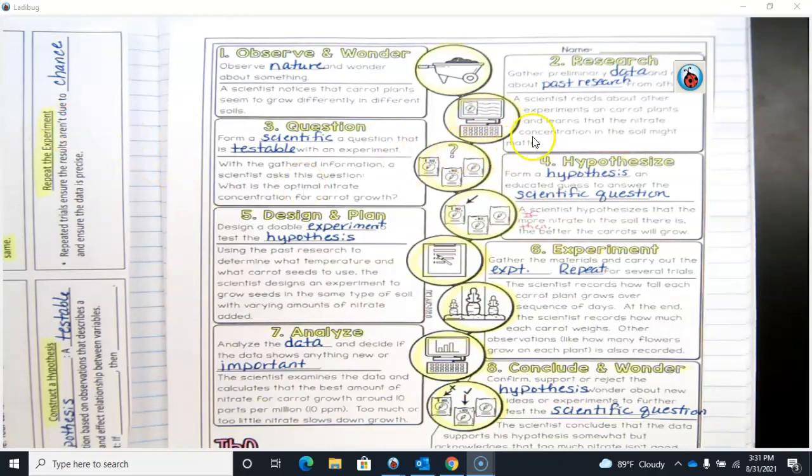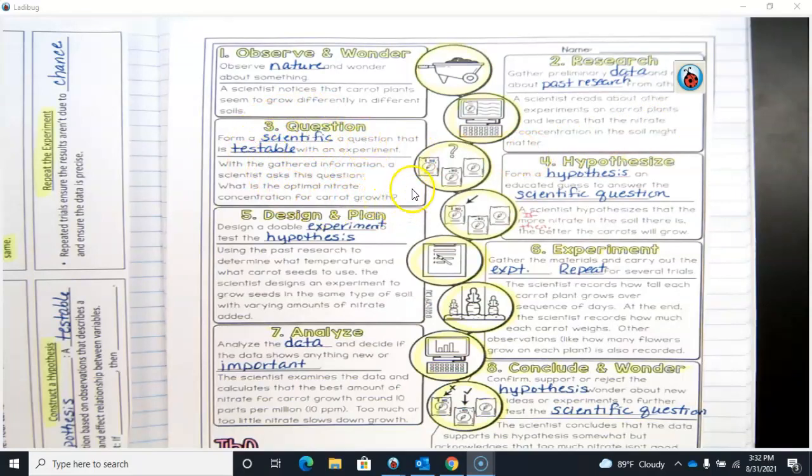So our second thing is research. We're going to gather preliminary data and read about past research from other scientists. So a scientist reads about other experiments on carrot plants and learns that the nitrate concentration in the soil might matter. So that leads us to 3, the question.